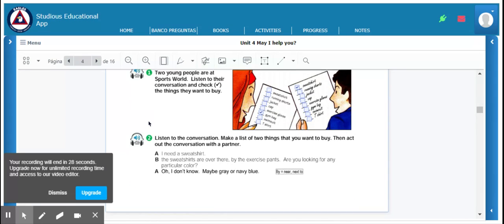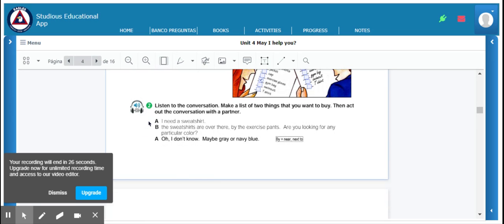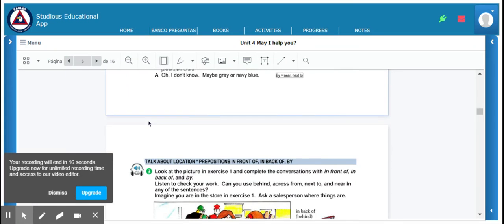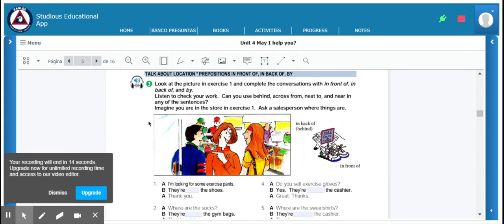Now, if you take a look at number 2, number 2 is: listen to the conversation and act out a conversation with a partner. Of course, you don't have a partner at home. Maybe you can do the conversation on your own. Now, take a look at number 3. Number 3 says, look at the picture in exercise 1 and complete the conversation with in front of, in the back of, and by. This is talking about prepositions. I'm going to upload a chart to help you figure this out, okay?